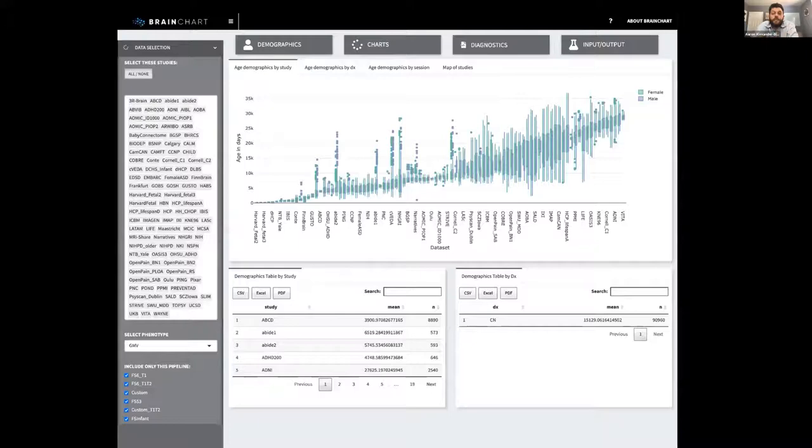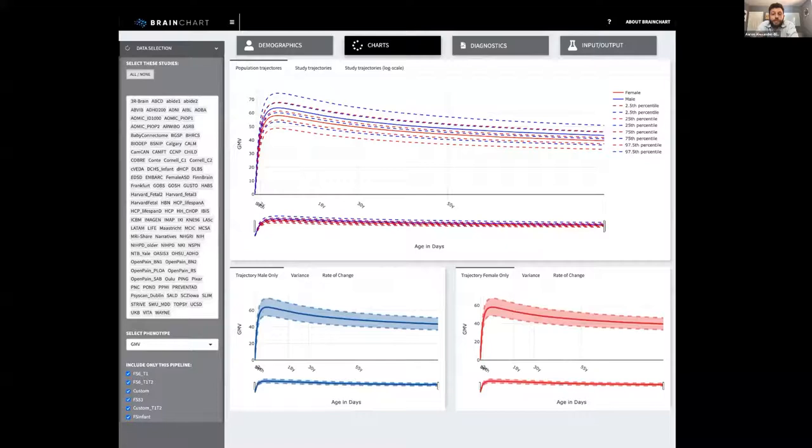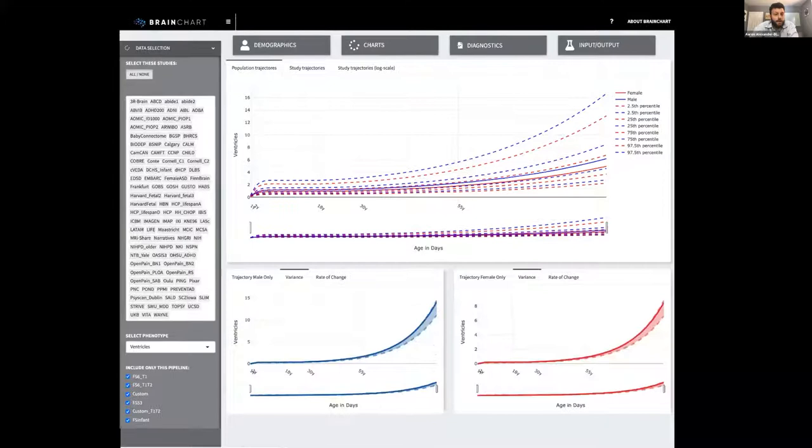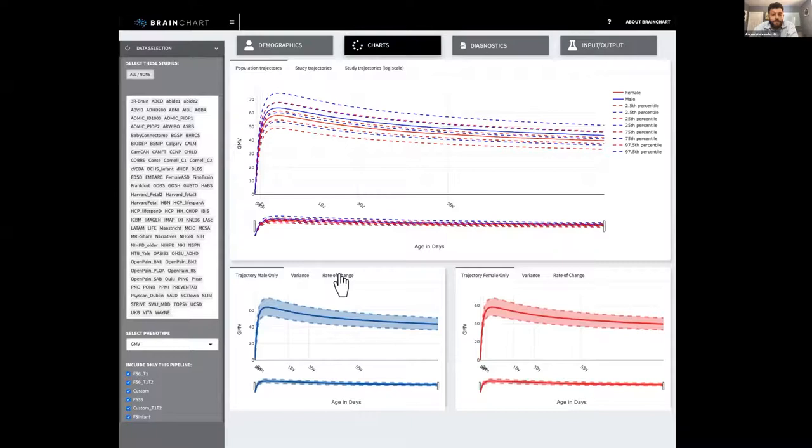And all of this information can be explored interactively with the brain chart resource. If we go to charts on the top panel, we see the population trajectories with different centile lines. So this is showing gray matter, and we can switch features, for example, the ventricles or CSF volume. And we can look specifically at age-related variants. Now I'll switch the phenotype back to gray matter volume, and we can move specifically to look at the rate of change.